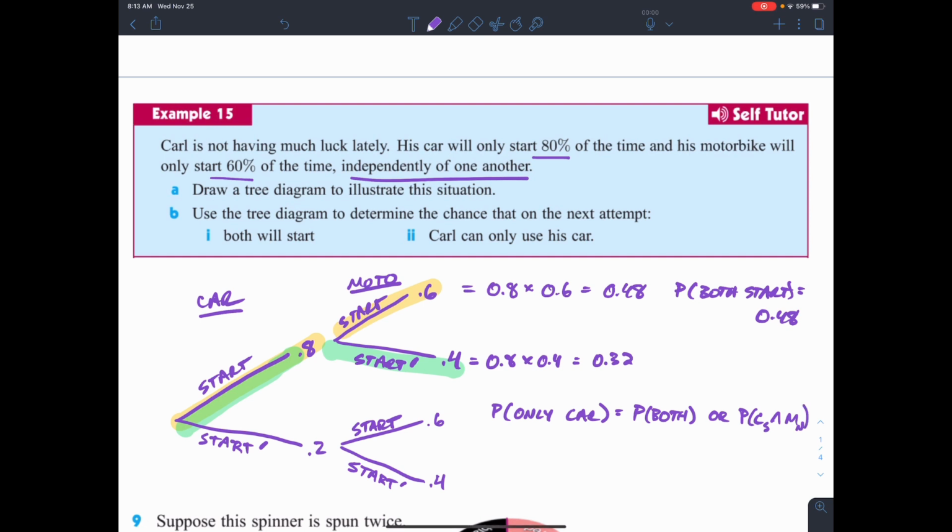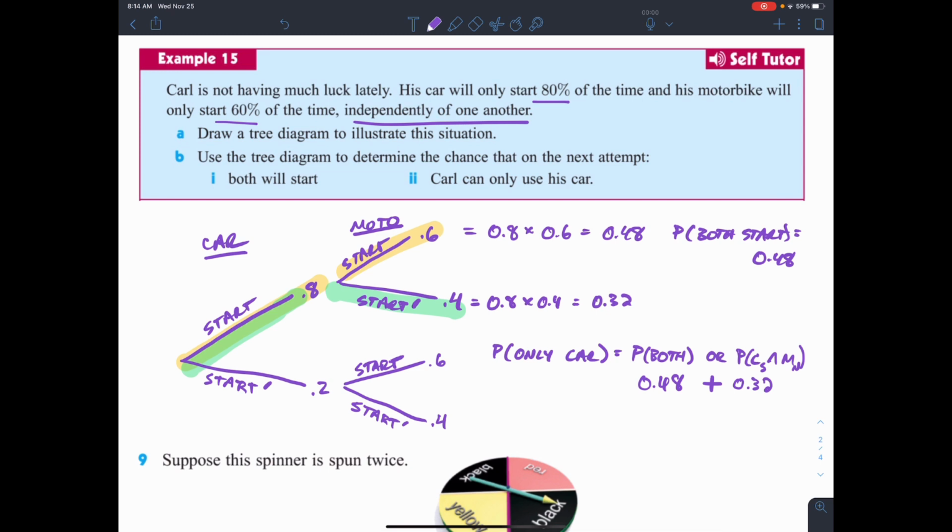start. I'm just using some shorthand there because we're saying that this or this could happen. And in the last video, we had looked at "or" as the addition rule. So that means we have to add those two probabilities together. So here we got the probability of both happening, which is 0.48, and the probability of the car starting but not the motorbike starting is 0.32. And when we add those two things together, we get 0.8.